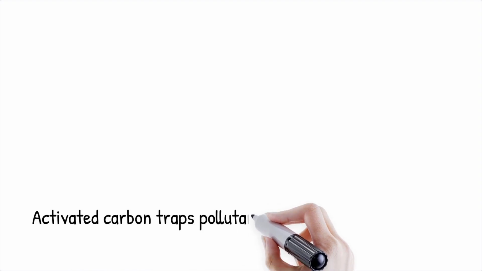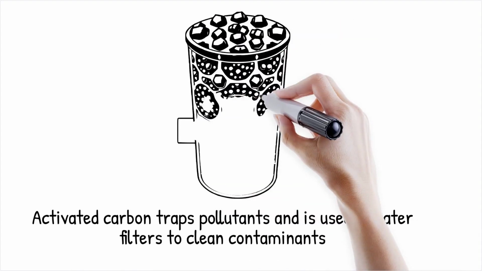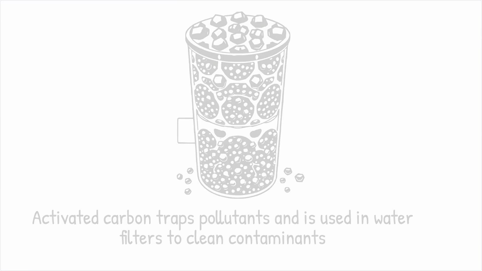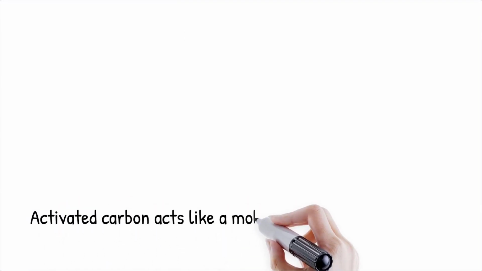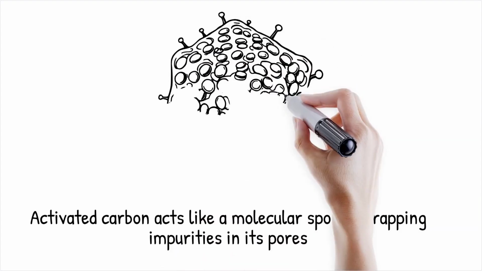The activation process creates a network of micropores and mesopores, which are highly effective at trapping pollutants, gases, and impurities. Activated carbon is widely used in water filters to remove organic contaminants, chlorine, and heavy metals through adsorption. Analogy: it's like a sponge at the molecular level, capable of trapping and holding impurities within its vast network of pores.